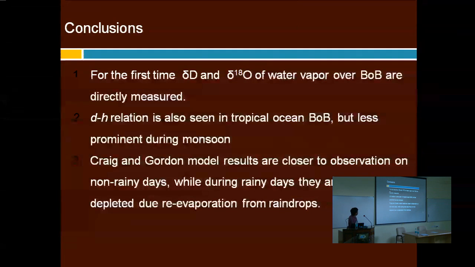So, the conclusions. These are the results. For the first time I have measured delta 18 and delta D of atmospheric vapor over the Bay of Bengal. The dxs-humidity relation seems to be valid in the Bay of Bengal but less prominent, and the model estimates are good enough for non-rainy days, but during rainy days they are affected due to re-evaporation from raindrops.